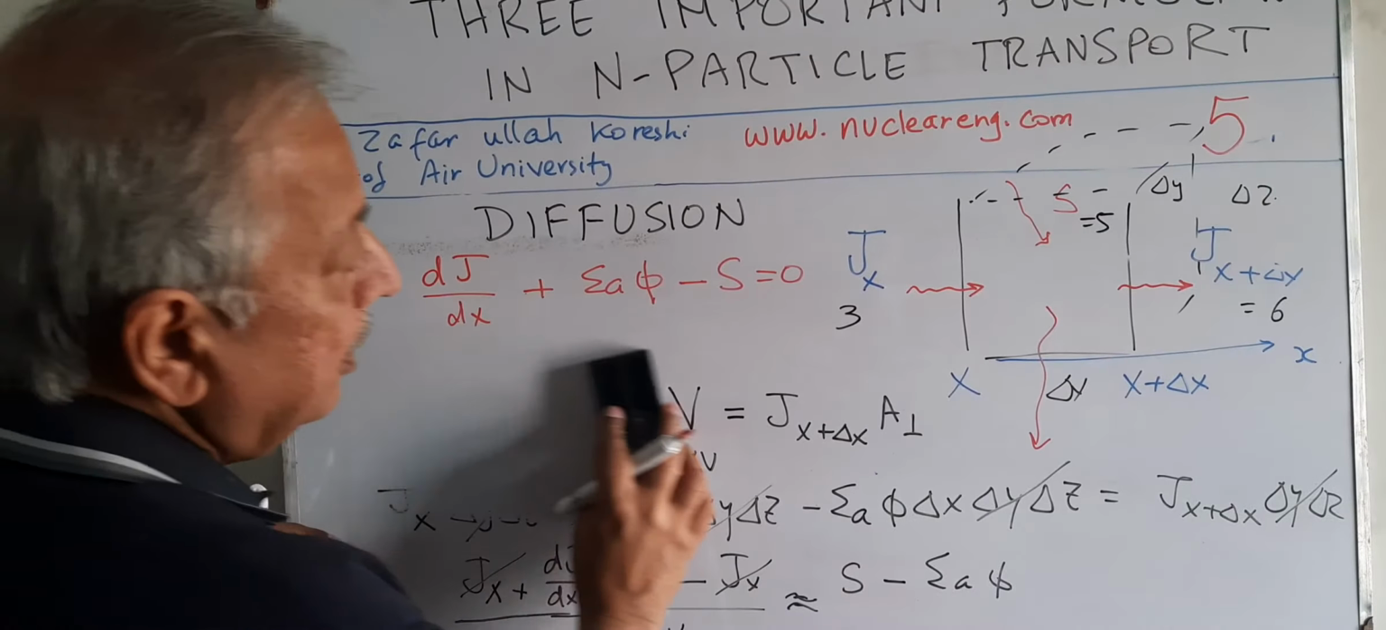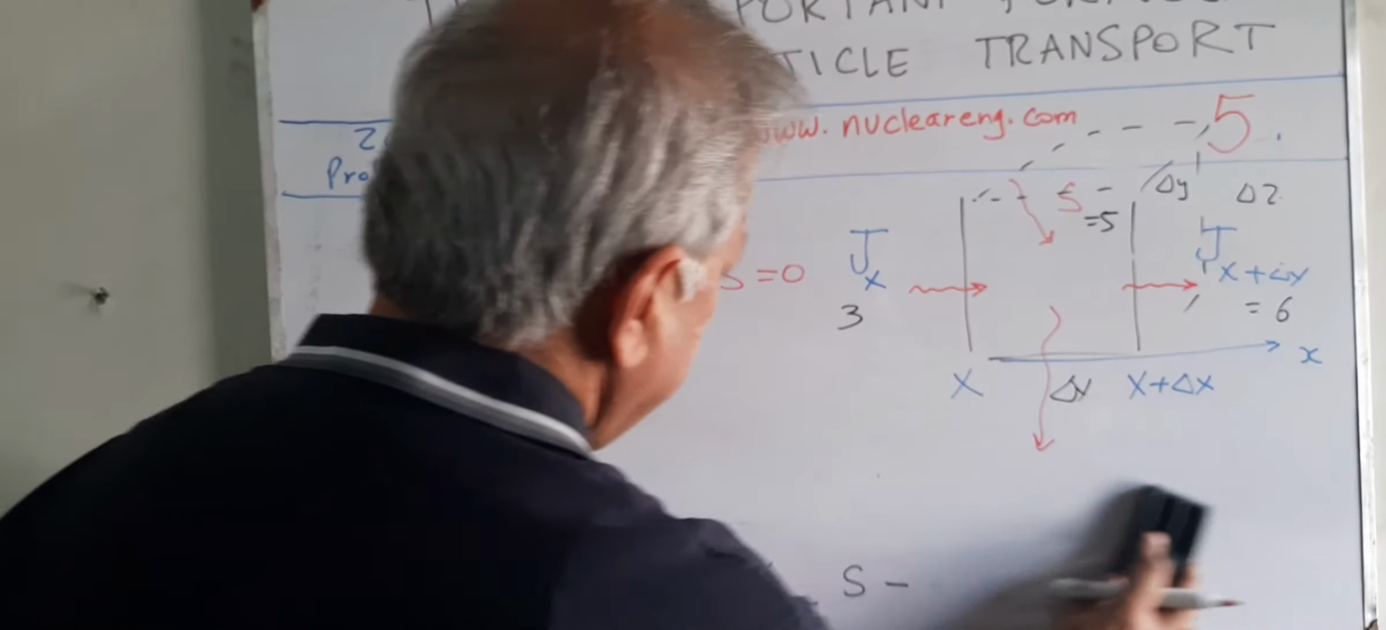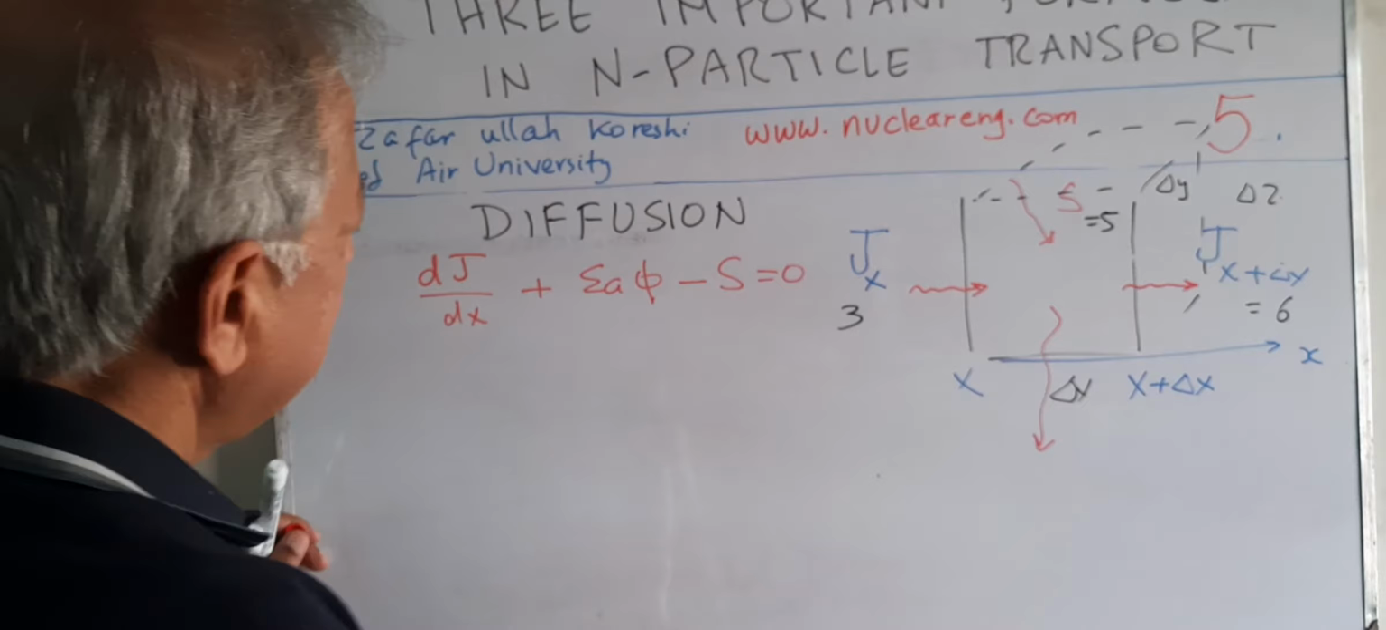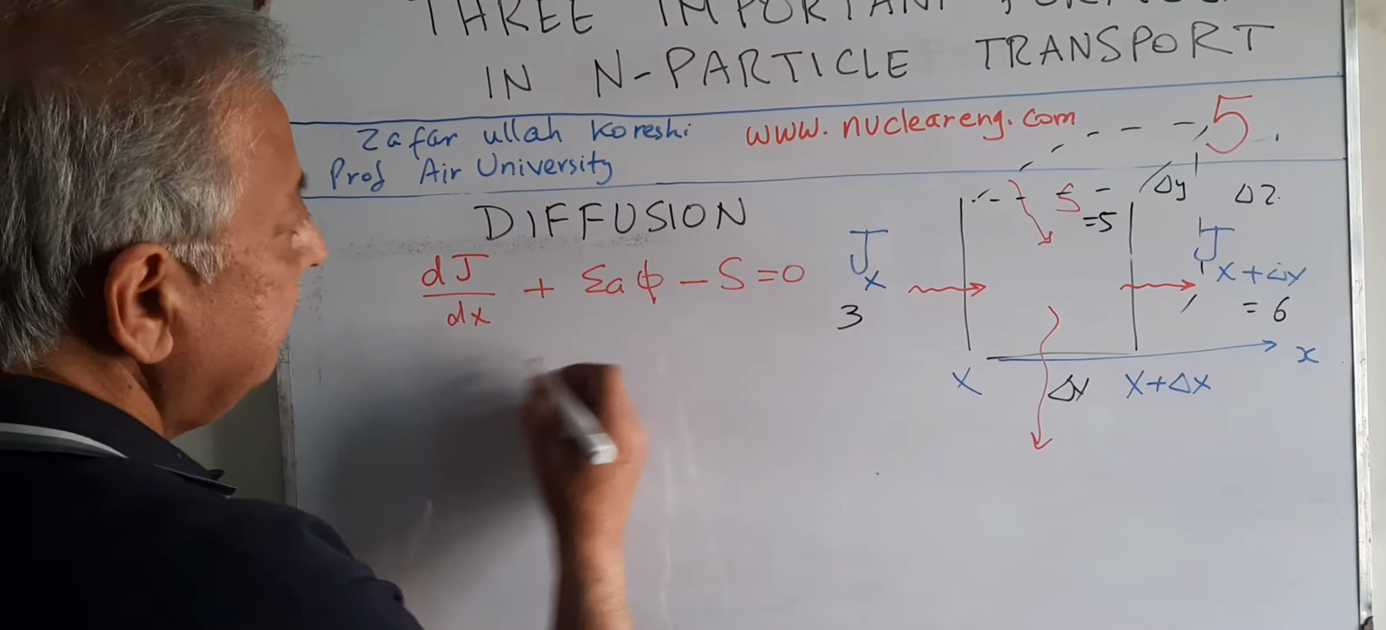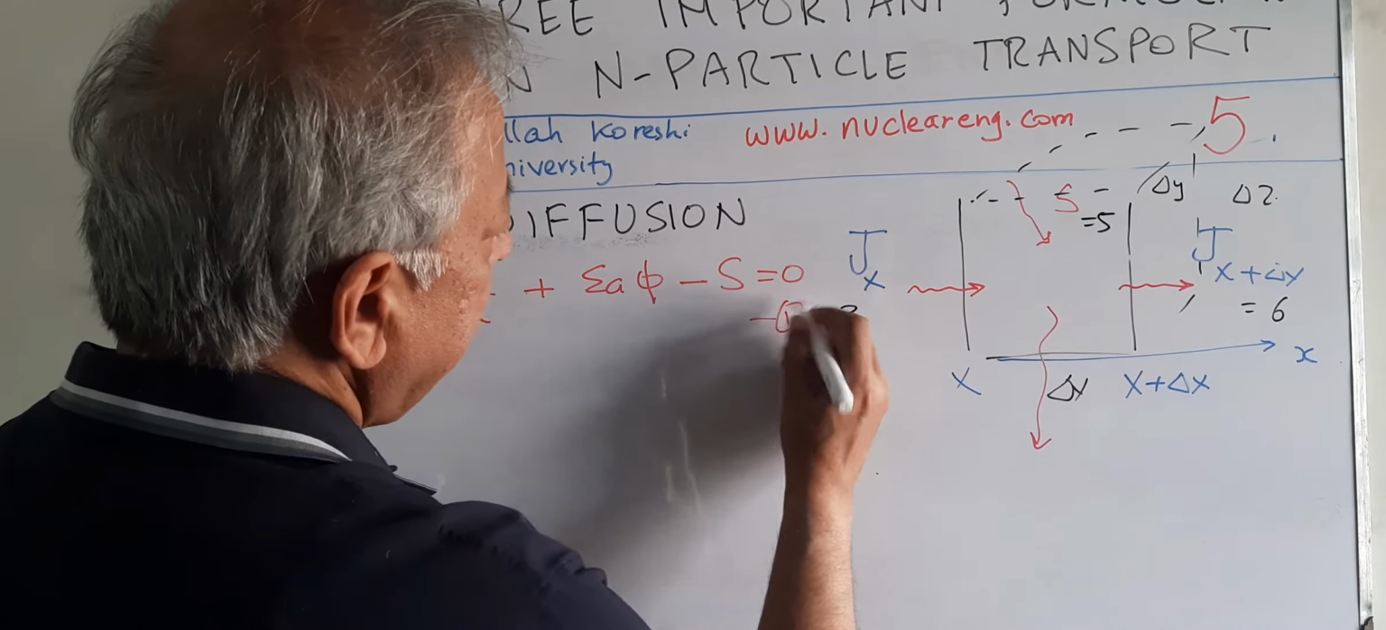Okay, now we've got two variables, J and phi, and we've got one equation. We've got a current and a flux, so we cannot solve it. Here, let me call this equation 1.